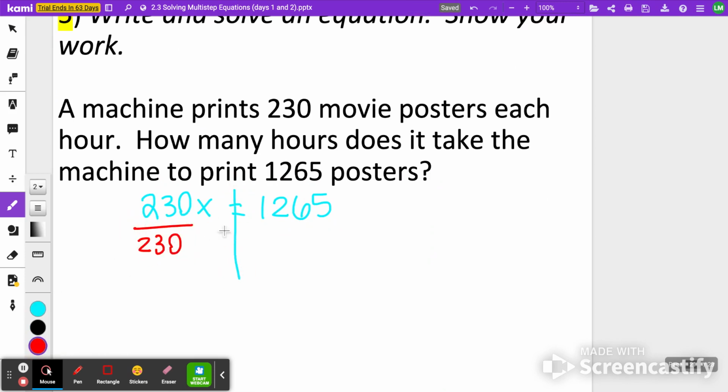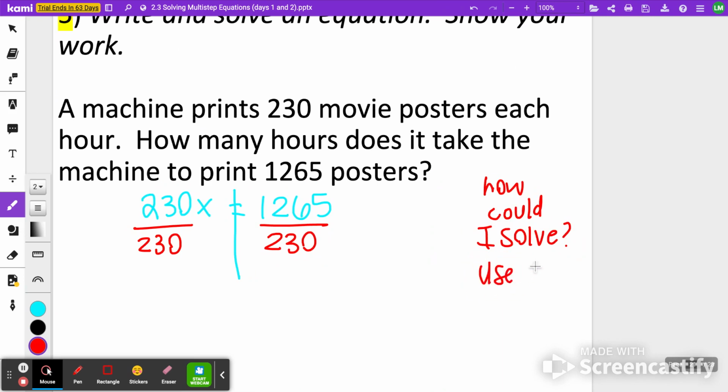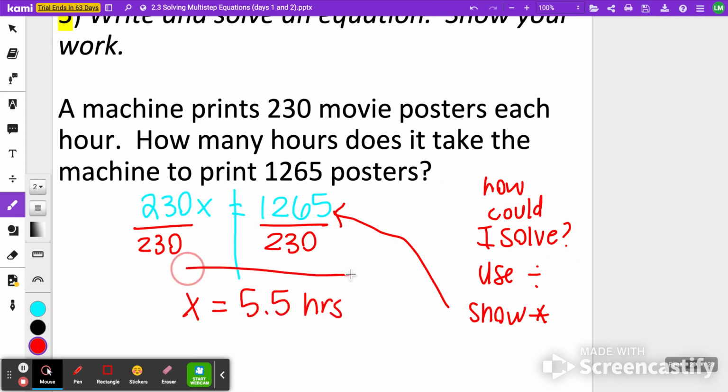A lot of the times, if you can't figure out how to write your equation, think about how could I solve? Since I would need to use division, I need to show multiplication in my original equation, like here, okay? So 1,265 divided by 230 is going to be 5.5. So they would need approximately 5.5 hours.